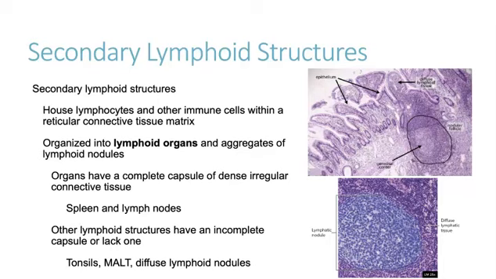And so we see within these tissues that we have these aggregates of lymphoid nodules that are going to be encapsulated with a dense, irregular connective tissue, so giving it a little bit more structure. And we see that capsule on the spleen and our lymph nodes. But we do have some other lymphoid structures that are going to have an incomplete capsule or not have one at all. And that would be in areas like our tonsils, MALT, which again is our mucosa-associated lymphoid tissue, and diffuse lymphoid nodules that we can find in certain organs of our body.